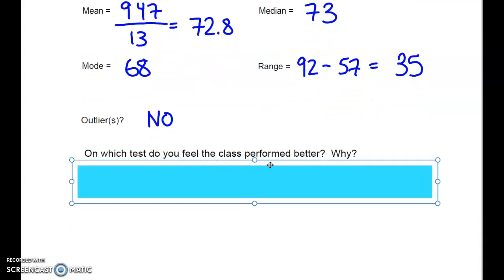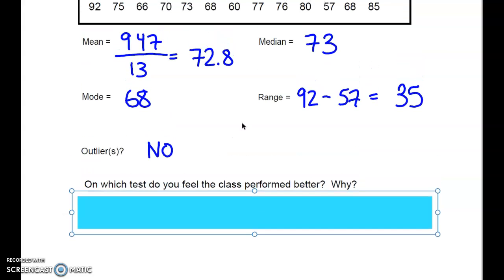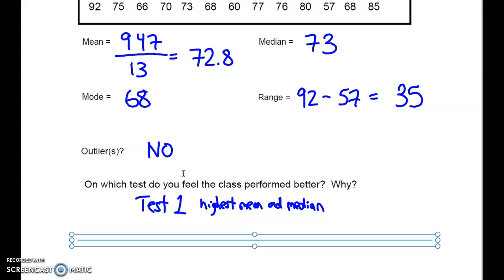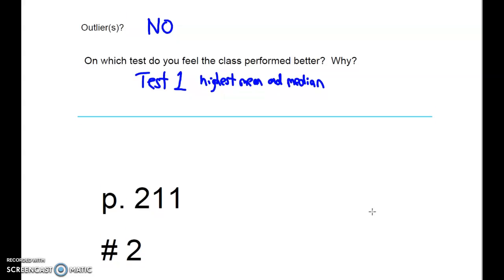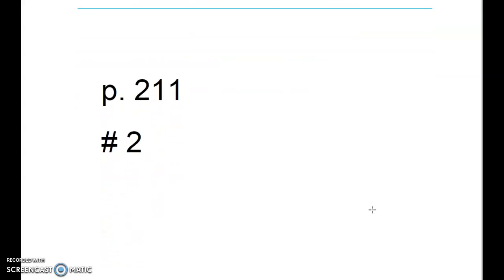So on which test do you feel the class performed better and why? Right? We have all this information, so we know our average, we know the middle number, we know which number was there the most, our range. So which test, test 1 with the first set of numbers or test 2, which one do you think they did better on? So test 1, okay, because it had the highest mean, so the highest average, and the highest median, okay? All right, so hopefully we understand what I was trying to go through there.